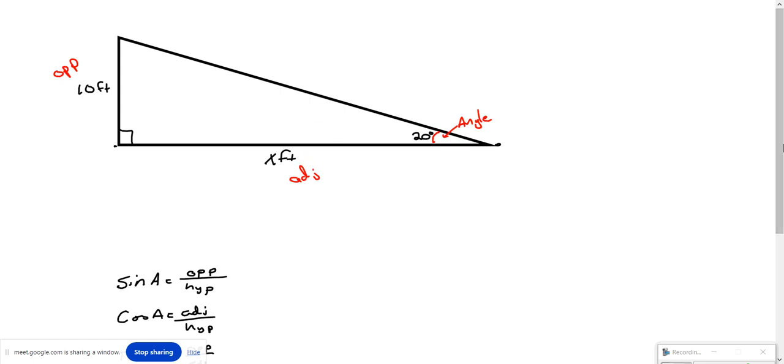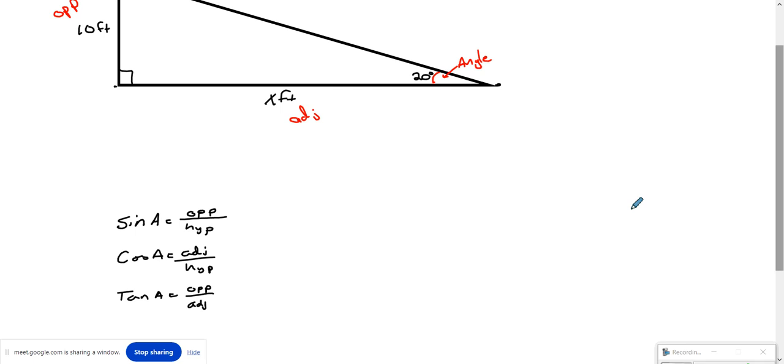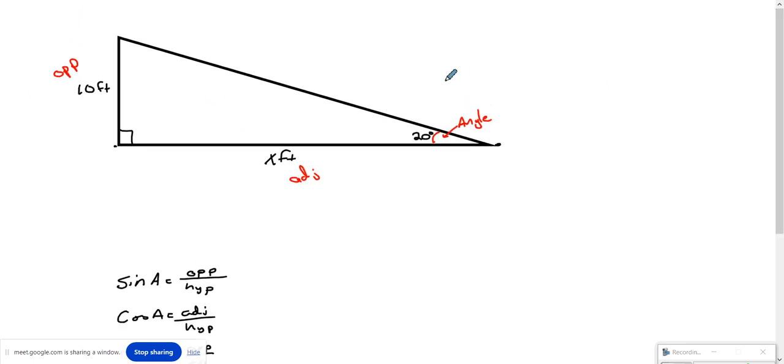So if I look at my three trig functions, the one that uses an angle, an opposite, and an adjacent is this one. There's my angle, opposite, and adjacent. These two do not use opposite and adjacent. They use opposite and hypotenuse, adjacent and hypotenuse. So now I'm going to be using tangent. So what I did: identified what I had. Second thing I did is I picked my trig function.